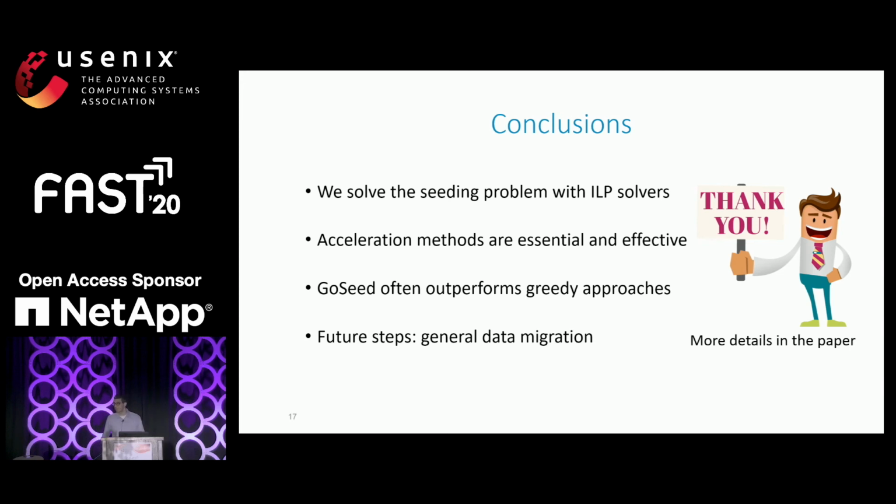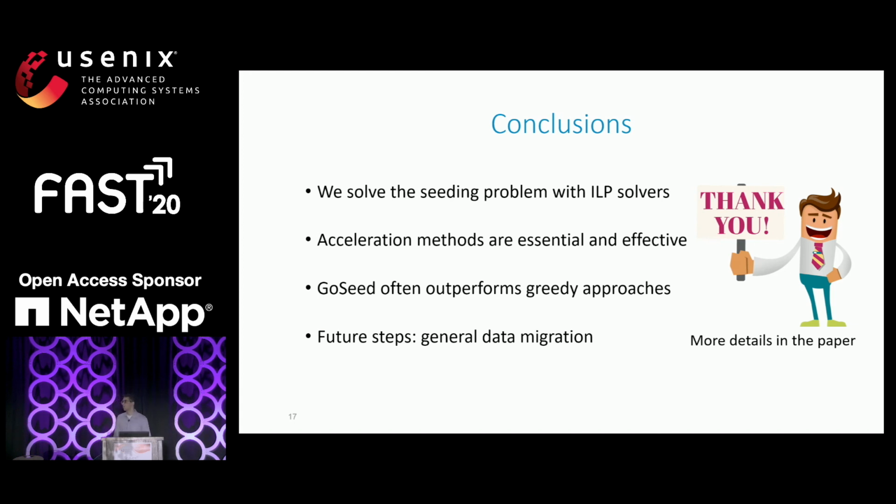Keith? Hi, Keith Smith, MongoDB. So fun paper. I like seeing somebody looking at a deduplication problem that we haven't seen so much before. I'm curious whether you've looked at the actual plans that GoSeed generates and compared them to the other methods. Are there any patterns or things we can learn from what GoSeed finds that would let us design a better heuristic and avoid the overhead of actually running an ILP solver?